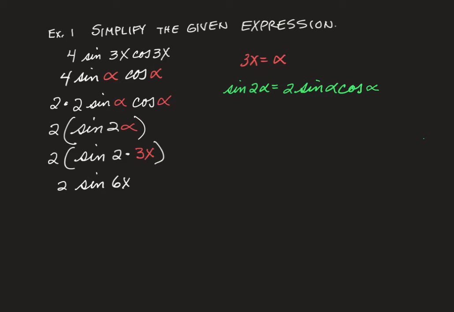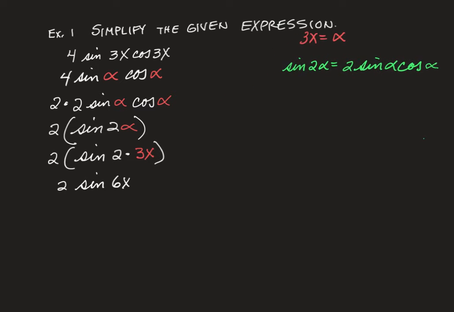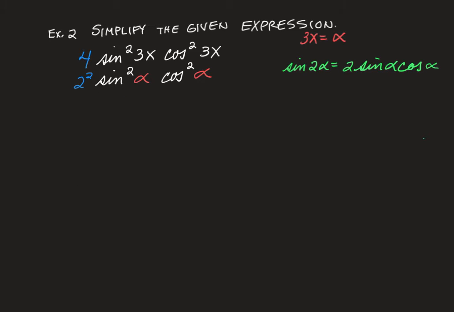I will use the same substitution and the same double angle formula to work this next example. Notice in this case, though, I'm looking at 4 in a different manner. I'm looking at 4 now as 2 squared. I now have the sine squared of alpha when I substitute alpha for my angle 3x, and I'm multiplying that by the cosine squared of alpha.